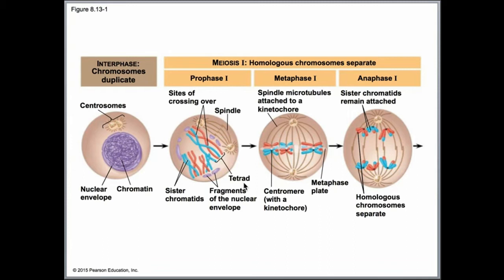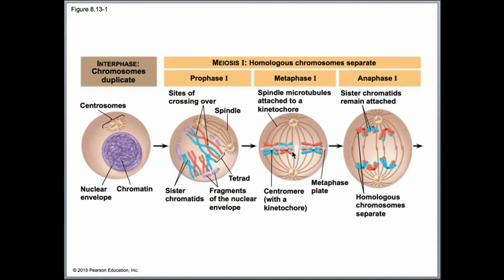If that terminology confuses you, don't worry, I don't use it. I just use duplicated and unduplicated chromosomes. So all the chromosomes are duplicated. The homologous pairs find each other. You have crossing over. That causes genetic recombination to occur.